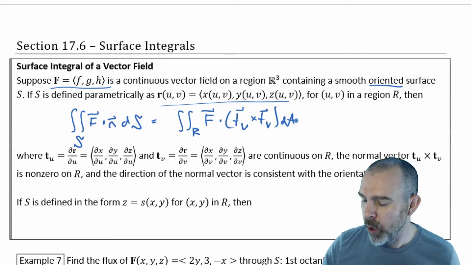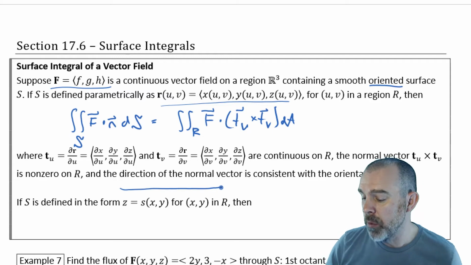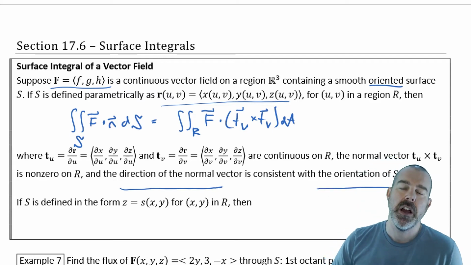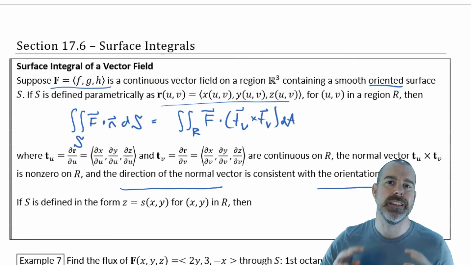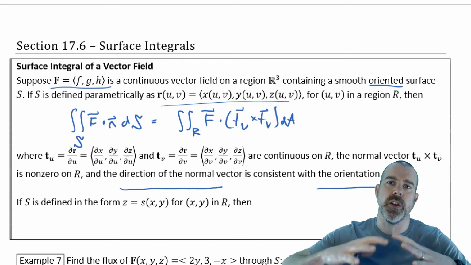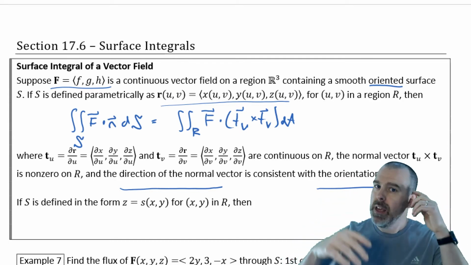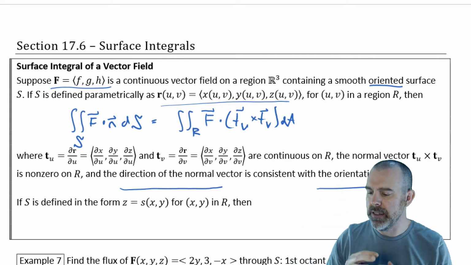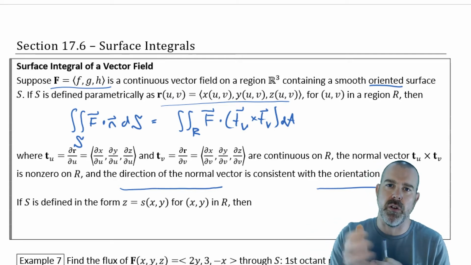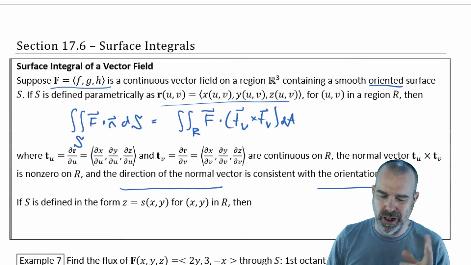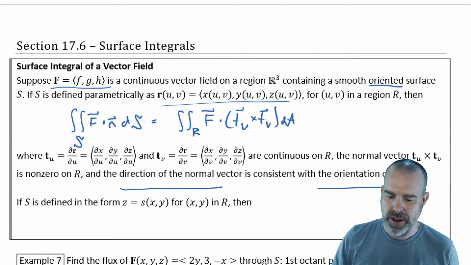One thing here that's important: the direction of the normal vector is consistent with the orientation of S. We will always have a specified orientation, and typically with spheres they're going to be oriented outward. That cross product should be consistent with that. So sometimes you have to be careful making sure you're doing the cross product in the right direction. I feel like there are a couple of examples where that comes up.